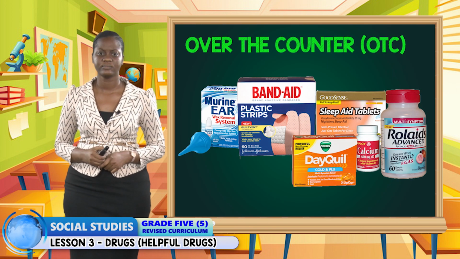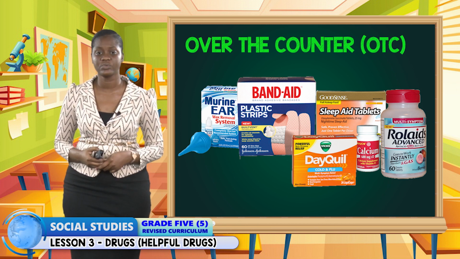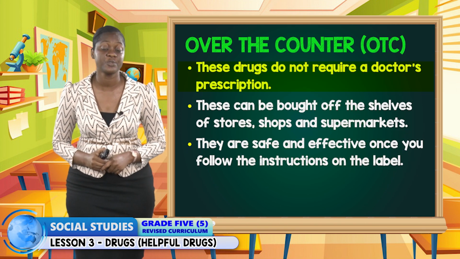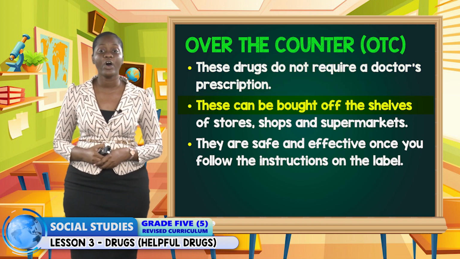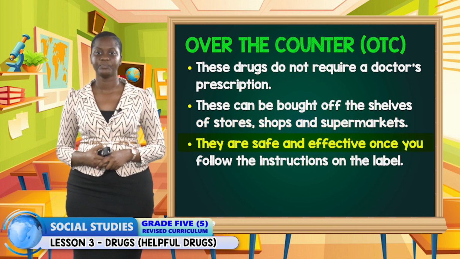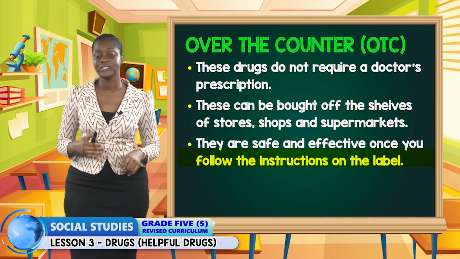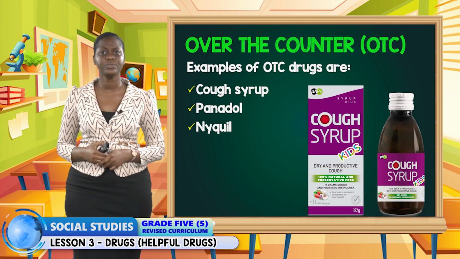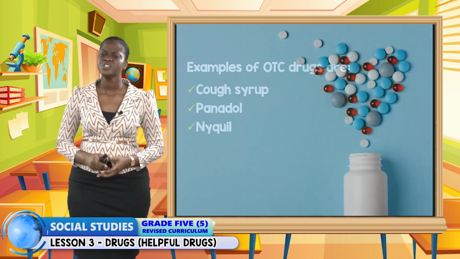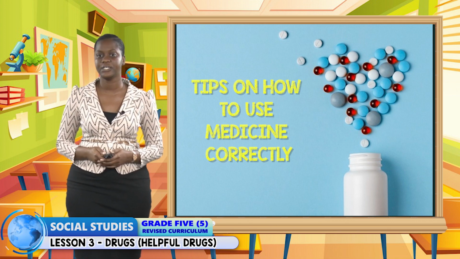So let's move on. What about OTCs, or over-the-counter drugs? These drugs do not require a doctor's prescription. They can be bought off the shelves of stores, shops, and supermarkets. They are safe and effective once you follow the instructions on the label. Examples include cough syrup, Panadol, or NyQuil. So let's move on to how we use medicine correctly.